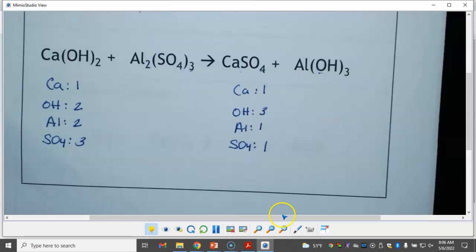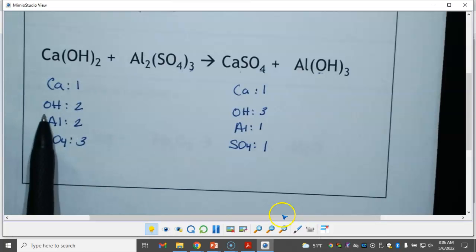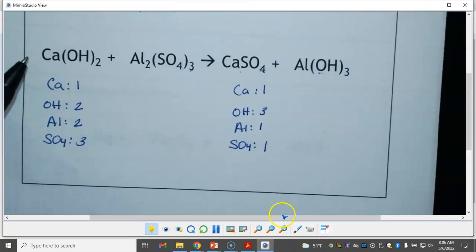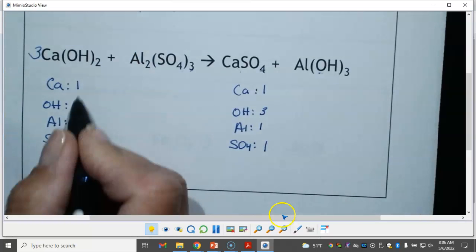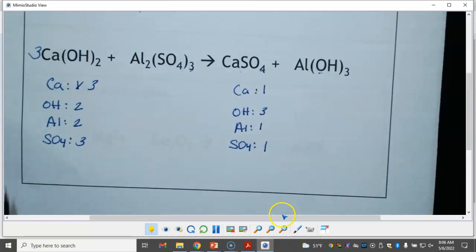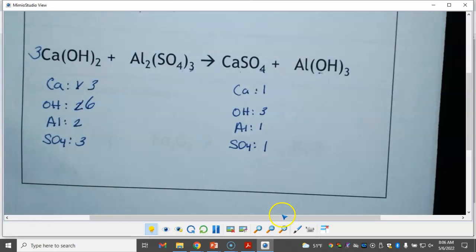So where do you guys want to start? Okay, so do we want to focus on hydroxide then? Okay, so what coefficient will we put here? Put a 3 here. That is going to give me 3 calcium. 3 times 2 gives me 6 hydroxide.